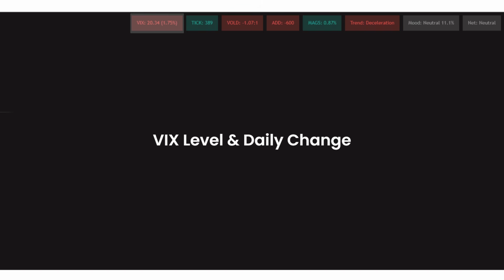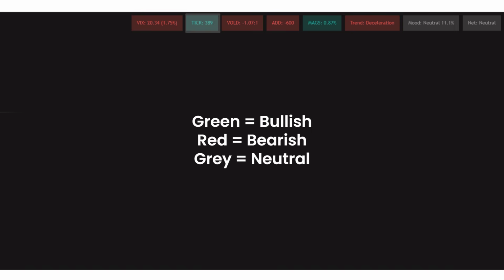Like the VIX, all the bubbles are color-coded. Green indicates a positive or bullish reading, red indicates a negative or bearish reading, and gray indicates a neutral reading.